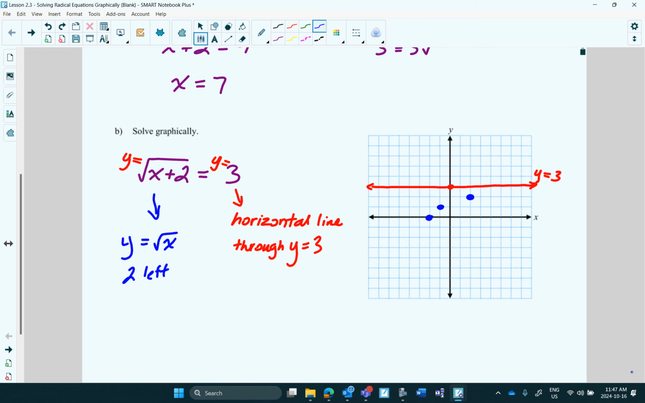Which would be way out here. 9, 3 would be out here, and then I go 2 to the left. So that would be actually a third point.